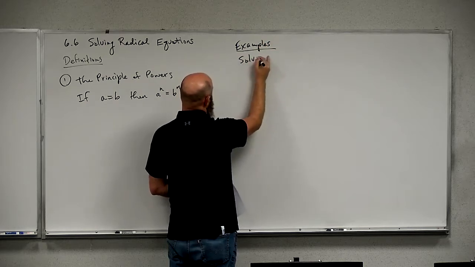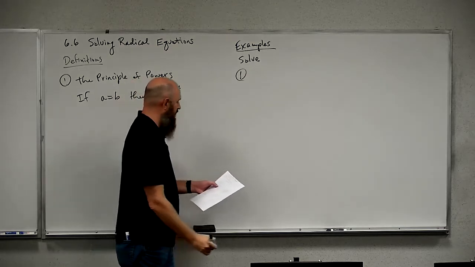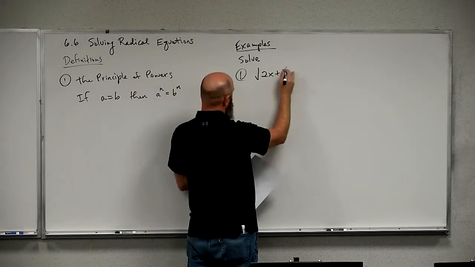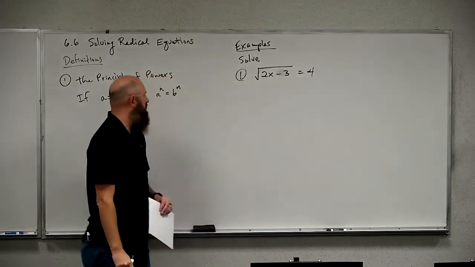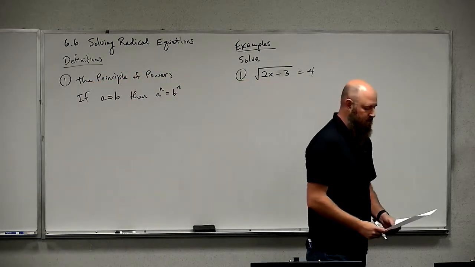And we're going to solve and see what we have. So let's start here. That's supposed to be a minus 3 equals 4. So we have square root of 2x minus 3 equals 4.